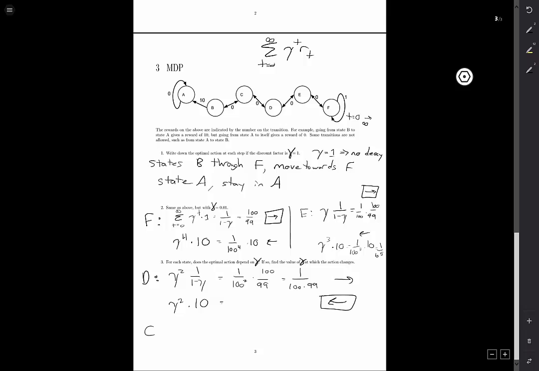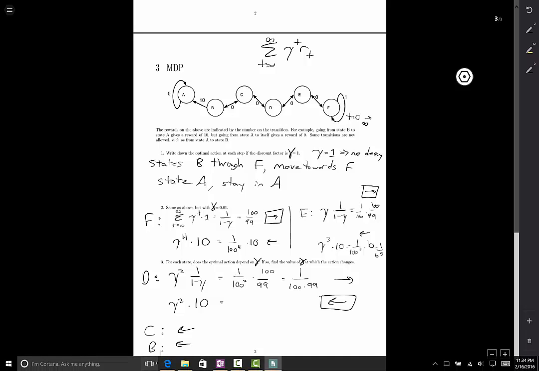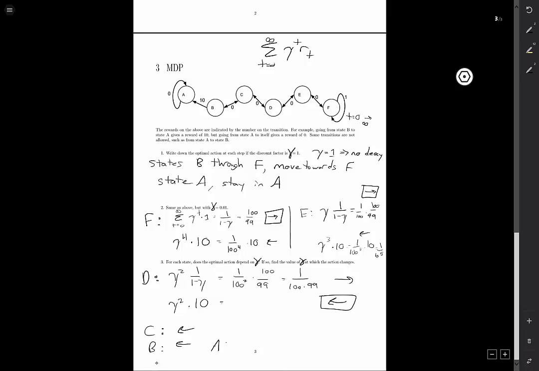So if we go and calculate C, we would also find that we would go to the left, and B, we would also find that we would go to the left, and for A, we have no choice. We have to stay at A. So I guess that's also going to the left.